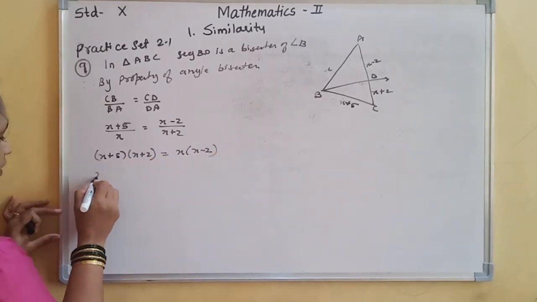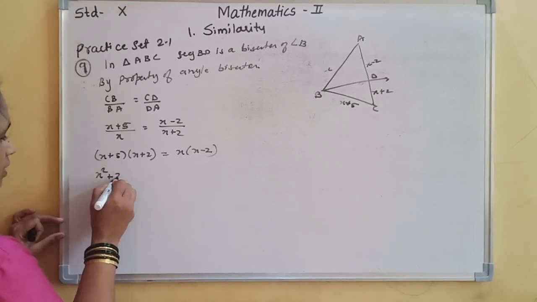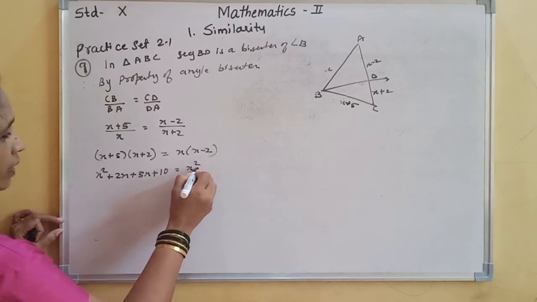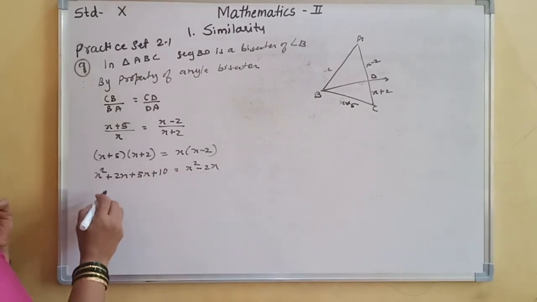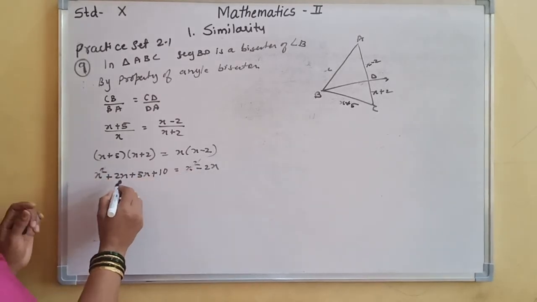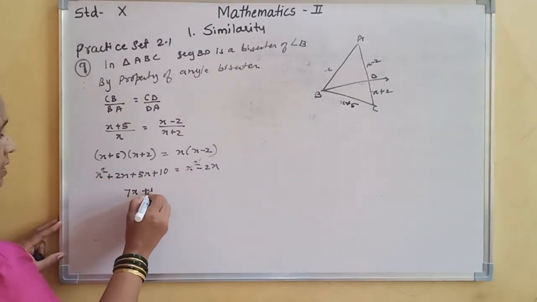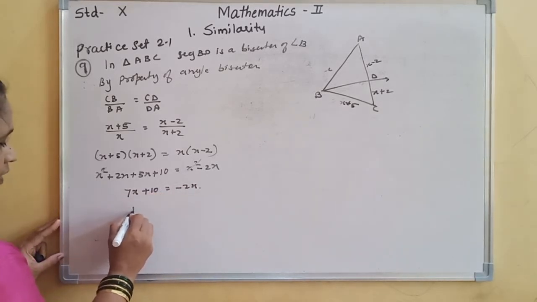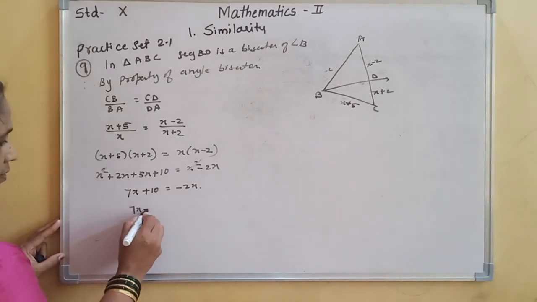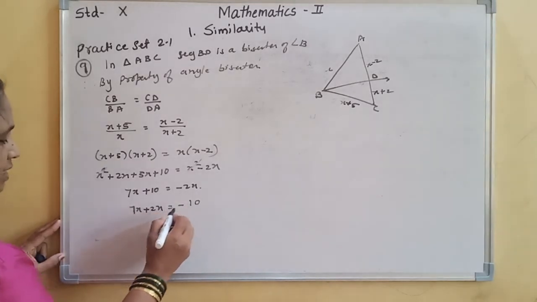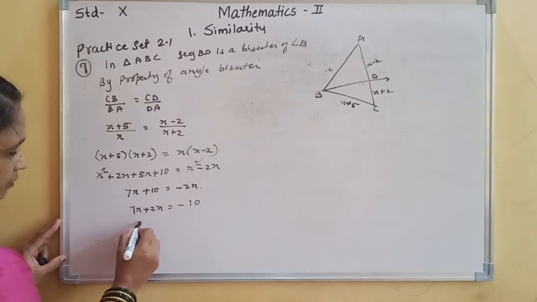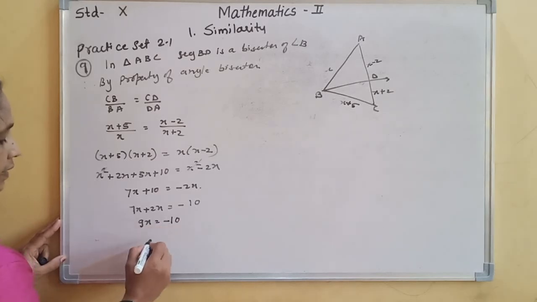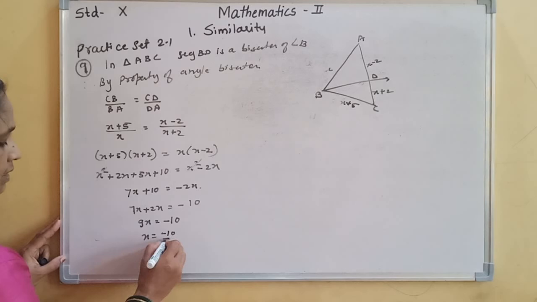So it will be x square plus 2x plus 5x plus 10 is equal to x square minus 2x. Now see, x square terms will get cancelled. 2x plus 5x is 7x plus 10 is equal to minus 2x. So 7x plus 2x is equal to minus 10. So 9x is equal to minus 10. So x is equal to minus 10 by 9.